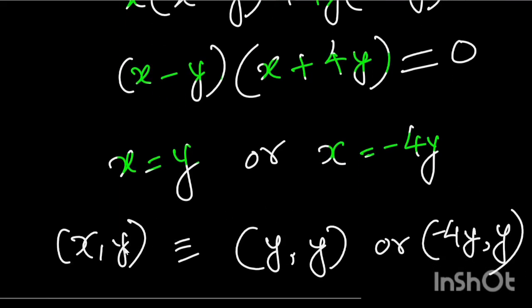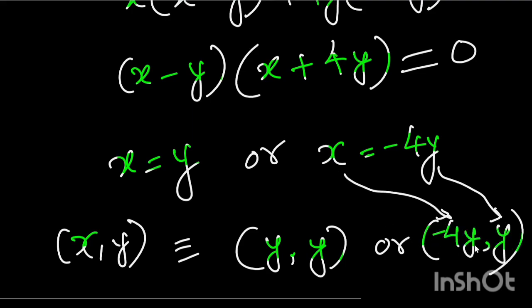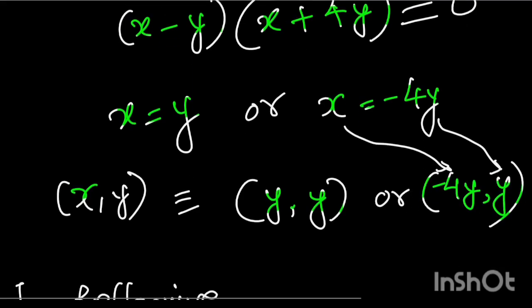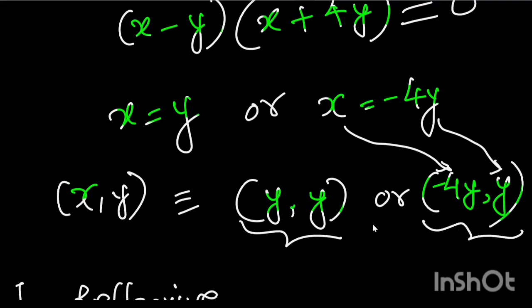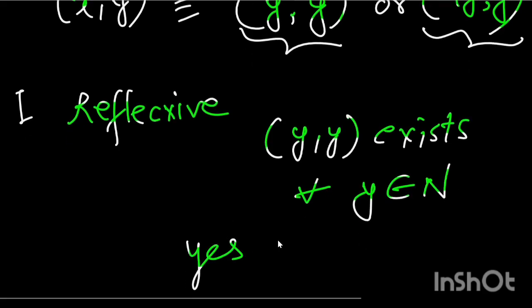So x is replaced by y, so y comma y, and here also, putting y as y, x we are representing as minus 4y. So the two possibilities: it's a relation if the ordered pair is of the form either y comma y or minus 4y comma y. So now we have to check for reflexive. So clearly reflexive, you can see y comma y exists for all natural numbers. Clearly, directly we can say it is a reflexive relation.